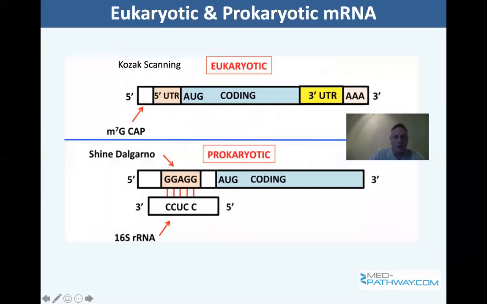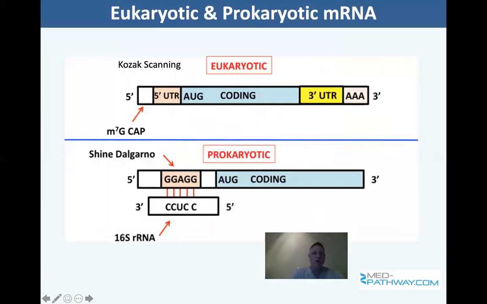So here what we get then are 2 different types of transcripts in eukaryotes and prokaryotes. We have in eukaryotes the 5' and 3' untranslated regions, the 3' A tail, the 5' cap.